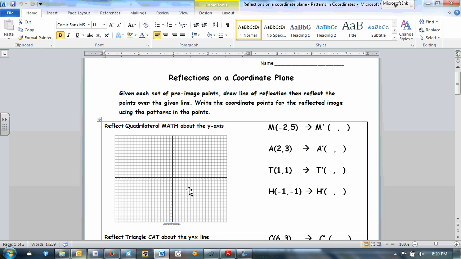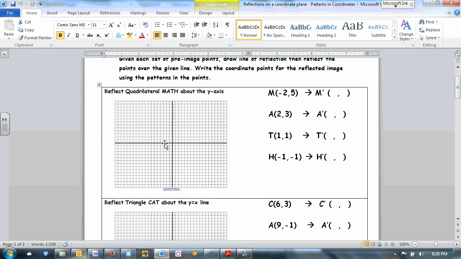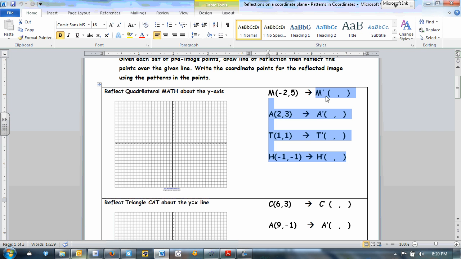So after you go through those notes with them, this is their assignment that I made for them to work on. So I give them some different quadrilaterals or triangles. I give the pre-image point coordinates, so they need to use their notes and use the patterns to know if we're going to reflect M, for example, over the y-axis, then this point is just going to go to 2, 5, right? A is going to go to negative 2, 3, and so forth. So have them fill out the coordinate points for the image and then have them draw both the pre-image and then the image after they reflect the coordinate points so that they can visually see that the rules are right.